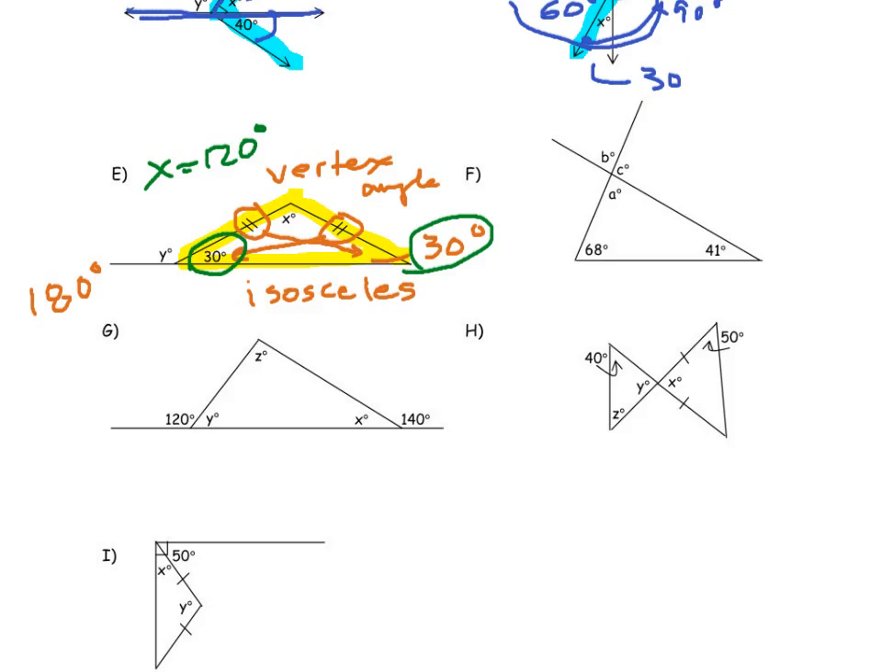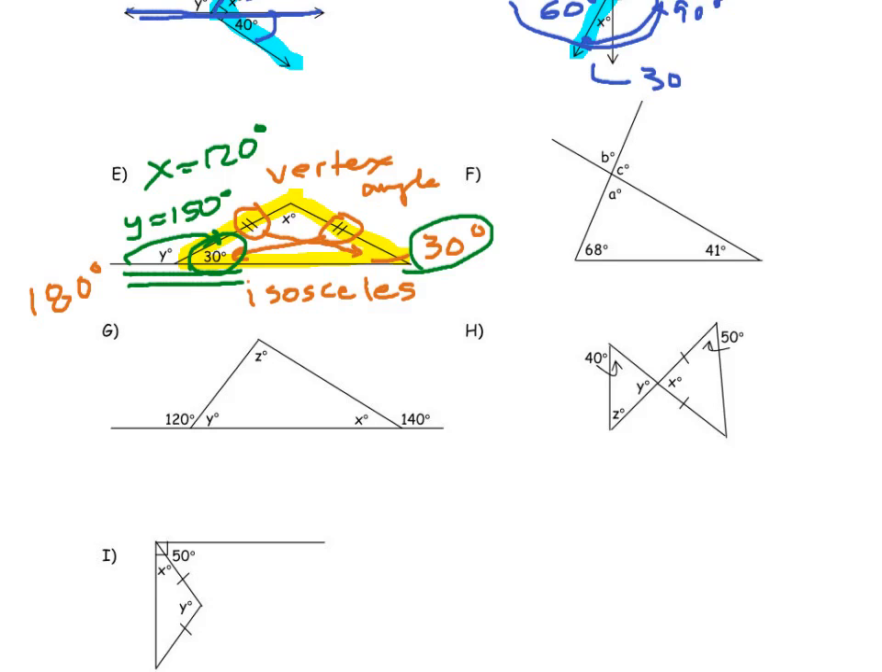To solve for y, I have a straight line, and the acute angle is 30, so the angle beside it, the obtuse angle, would have to be the supplement to 30, so it would be equal to 150 degrees.